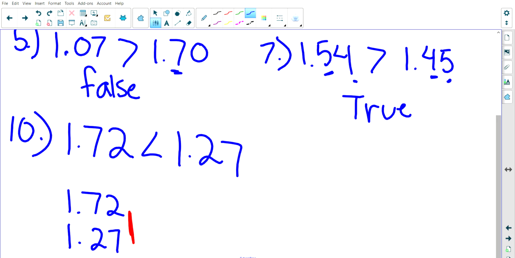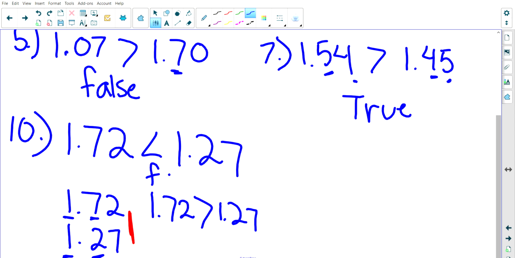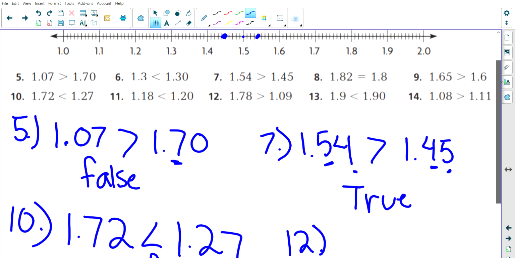I'm ready to compare. So let's start with the greatest place value, which is the ones place. They are both the same, so we move to the next greatest place value, which is the tenths. They are different, so I can compare which is greater, 7 or 2. Good. 7 is greater. So I know that 1.72 is greater than 1.27. So this original sign was false. That is not correct. Okay, let's solve one more. We will solve number 12 together and then get you started on your own practice work.